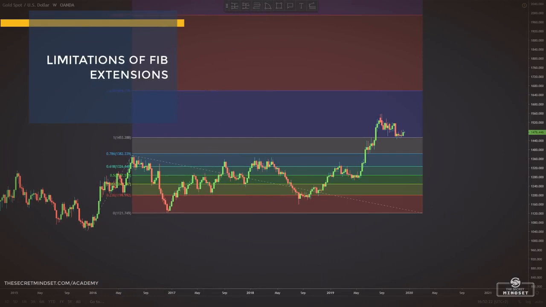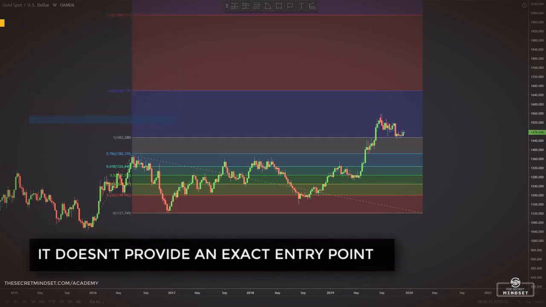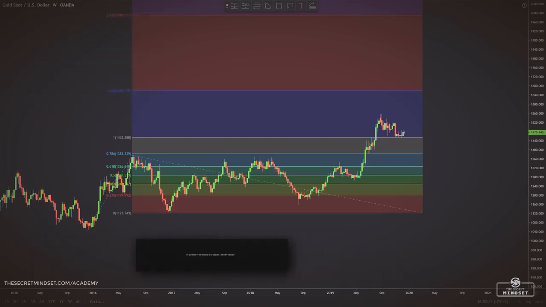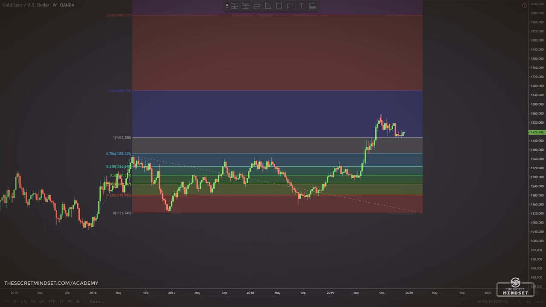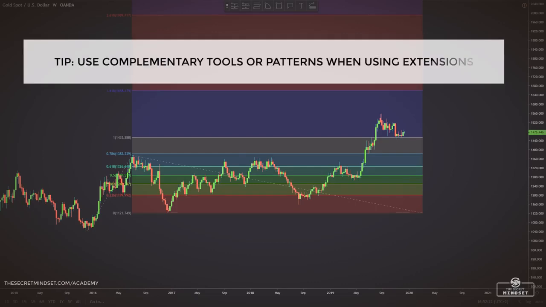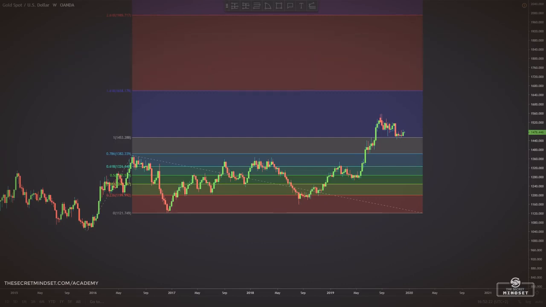Although Fibonacci is one of the most useful methods to analyze your charts, it doesn't provide an exact entry point, rather an estimated area of entry. Moreover, there is no guarantee that the price will reverse from any specific Fib level, and hence you should combine it with other technical tools as a confirmation. So use complementary indicators or patterns when looking to determine one or multiple price targets, because we don't always know which level the price will reverse from. However, this tool gives us levels to monitor.